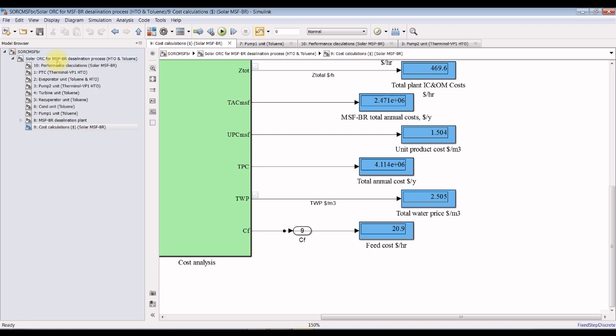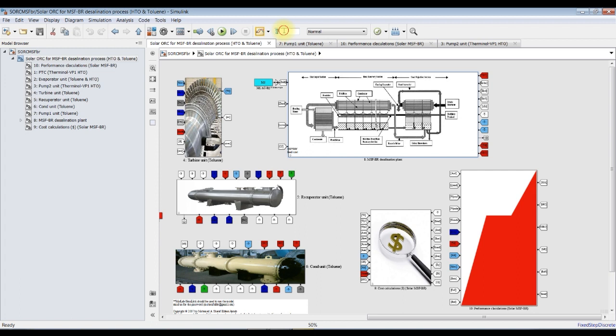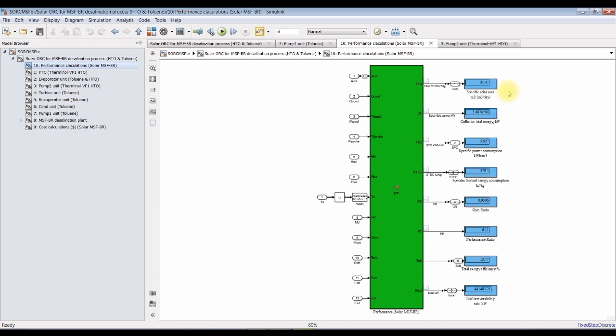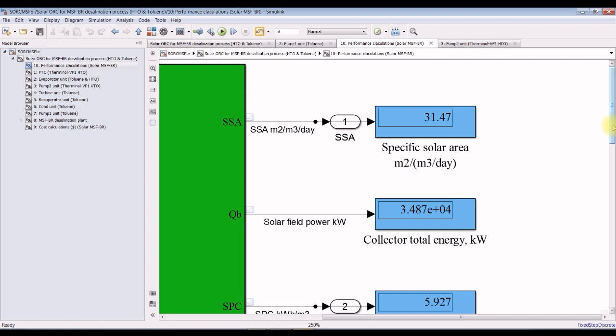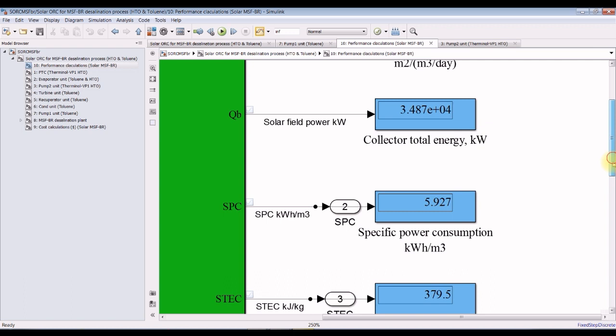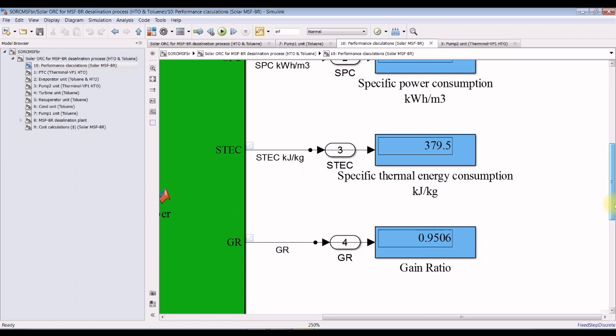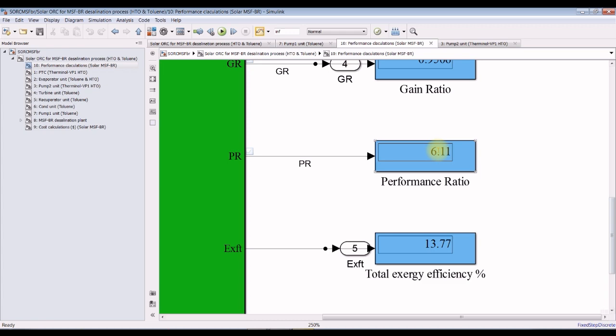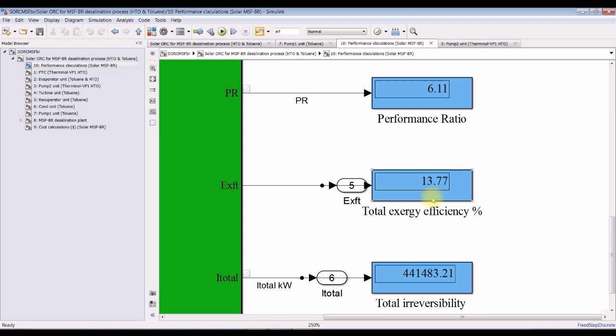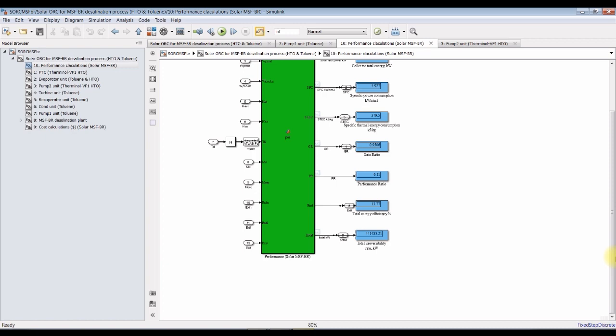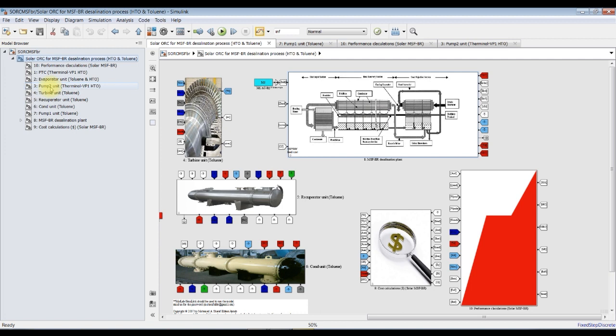Okay, let's try to run this dynamically. We are just going to discover only the effect of brine blowdown temperature. Let's go and see. This is performance: specific solar area, collector thermal total power, specific power consumption, and specific thermal energy consumption. This is gain ratio, performance ratio, total exergy efficiency, total irreversibility, or total exergy destruction rate. Okay, let's go and discover some. Run dynamically, and go here.